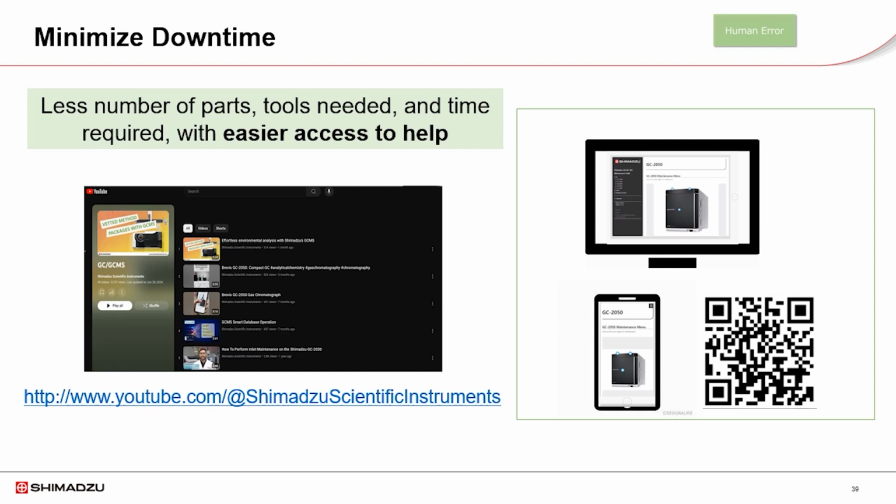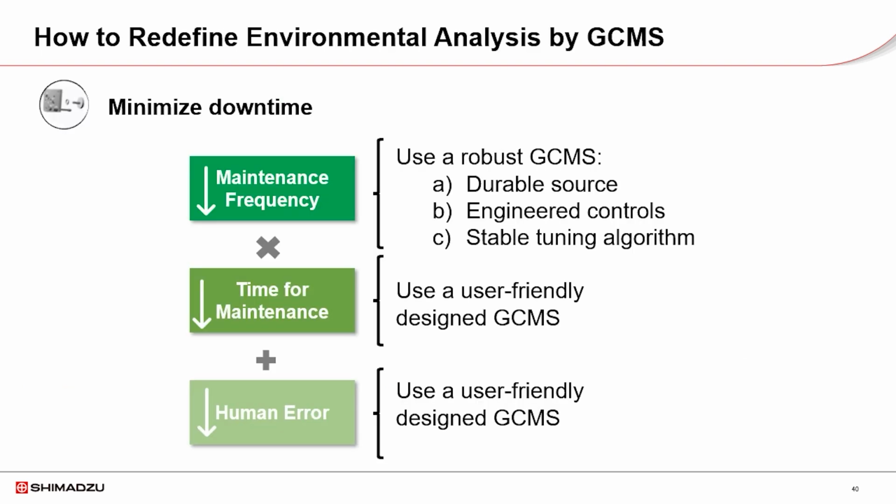So, a brief summary of what you mentioned. If we want to minimize downtime, we need to decrease the frequency of maintenance, the time we spend doing the maintenance, and minimize the human error. And we can achieve that using the Shimadzu QP2050, since it's a robust GCMS that has the latest technology built in, and it's been designed keeping the user in mind.